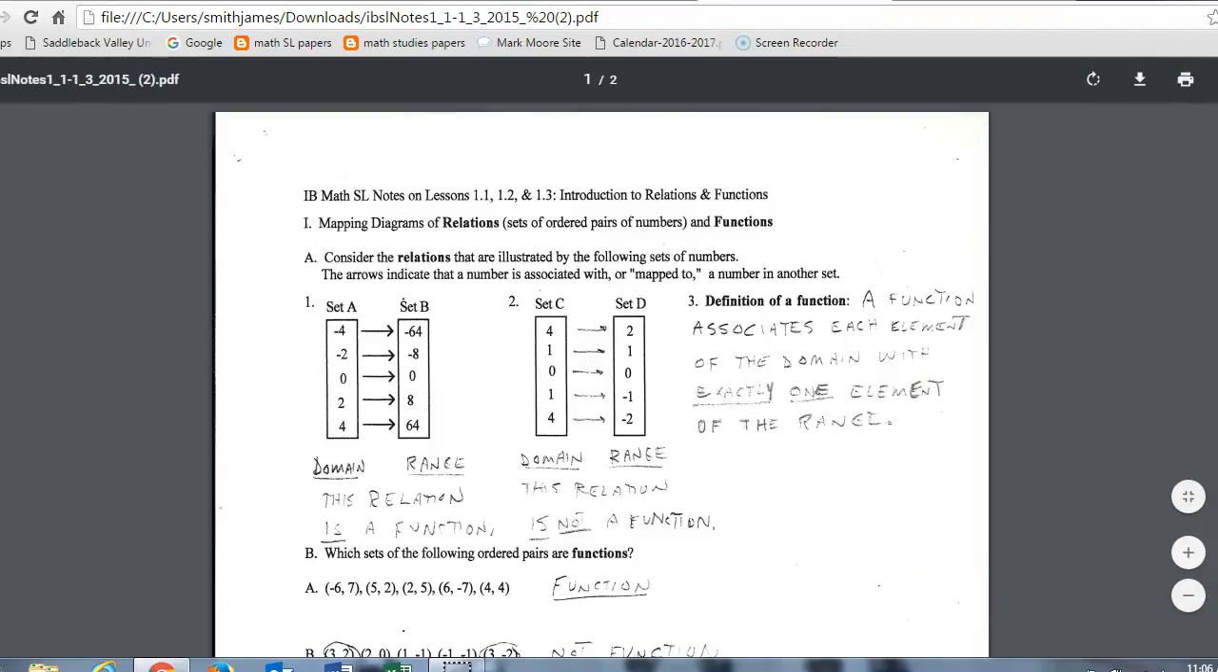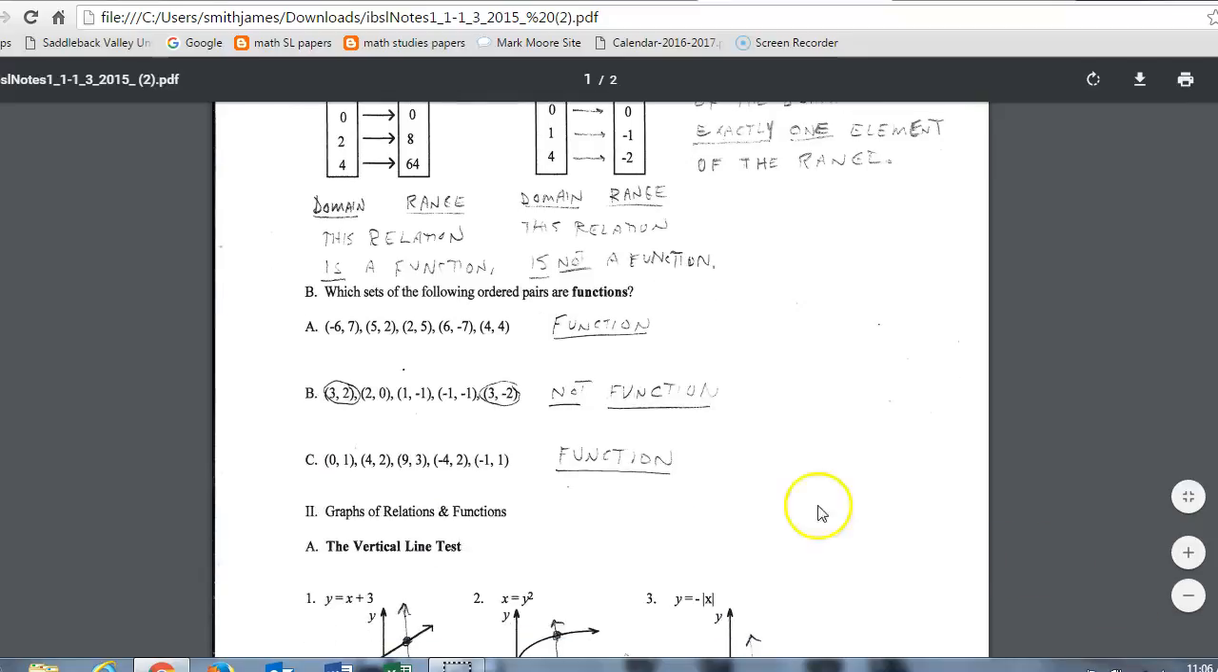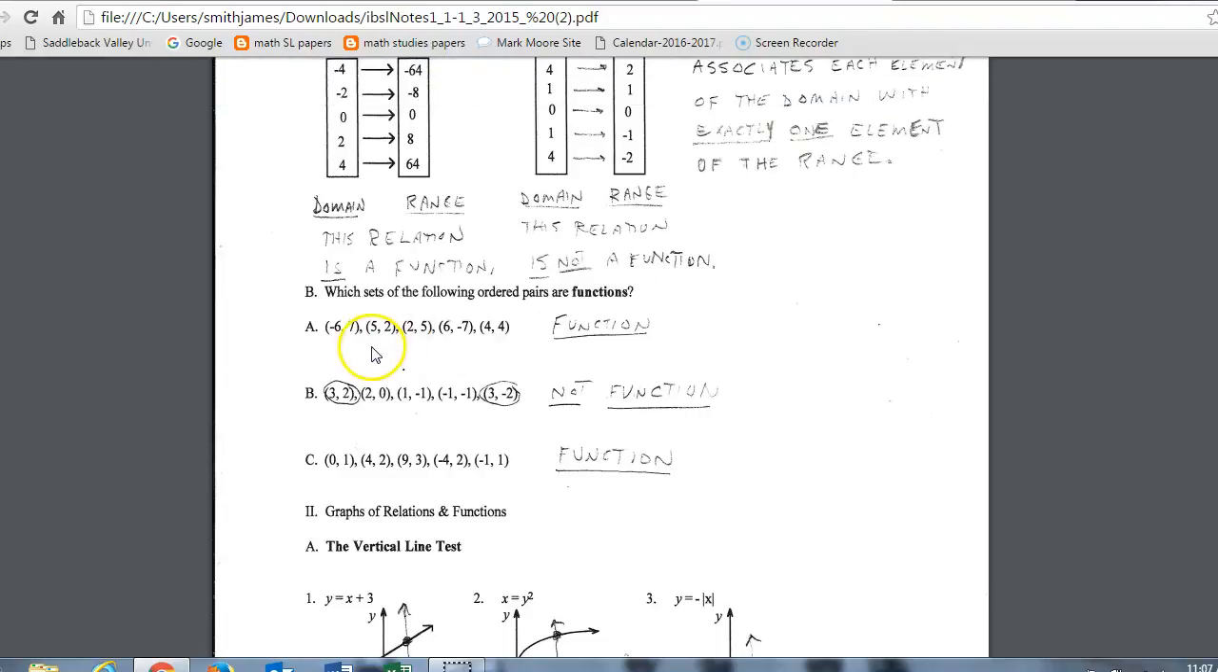So when you do them as ordered pairs, like what you're seeing right here in part B, it's just the same idea. They're just written as ordered pairs instead of a mapping diagram. So really all you're looking for is, do we repeat any of the x values? As I look at this, -6, 5, 2, 6, and 4, those are all different. That's why this is a function. The y values really don't matter for that, as long as the x values don't get repeated.